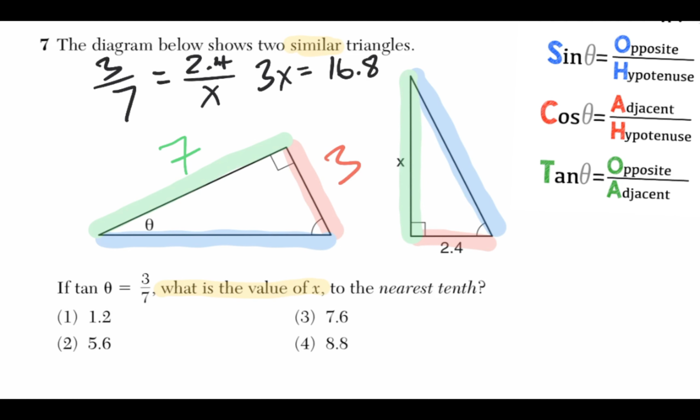16.8. Beautiful. And then we're going to need to divide both sides by 3. And when we do that, x is 5.6. Beautiful. And that, ladies and gentlemen, is our answer. And this is option number 2.